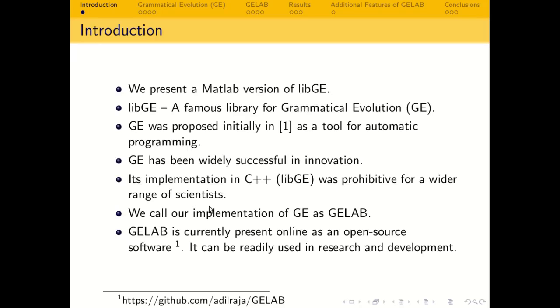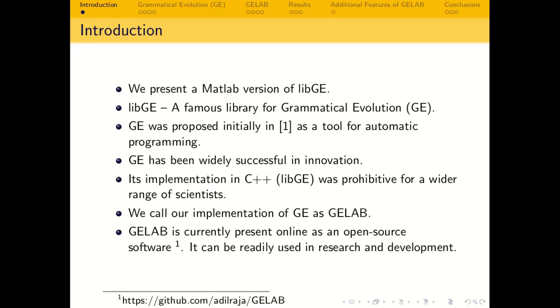In this presentation, we present a Matlab version of libge. Libge is a very famous library for grammatical evolution that was developed by Connor Ryan and Mike O'Neill in University of Limerick in the early 2000s. It is a tool that was proposed for automatic programming. GE has been widely successful for different kinds of problems, for evolution of controllers, for symbolic regression, and other tasks in machine learning.